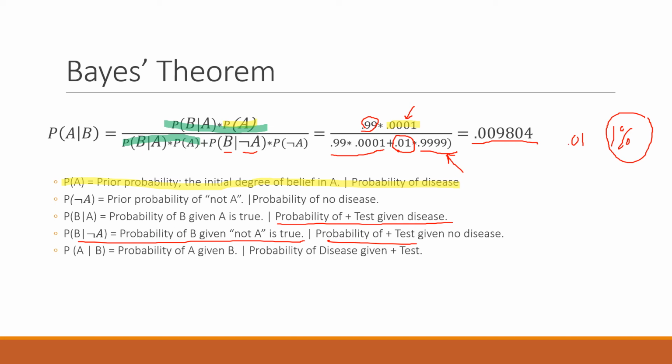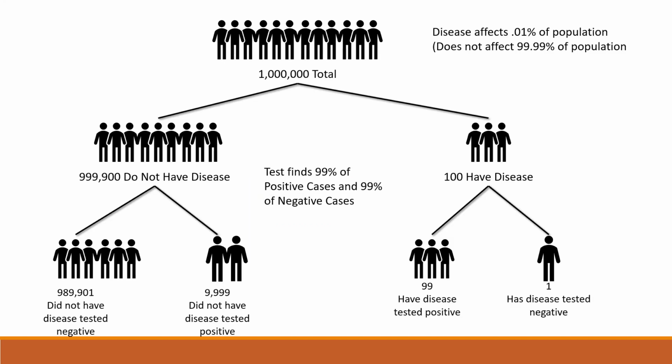All right, so now we're going to go through it a second way. We're going to look at it more symbolically now and why this works out to be the case. Let's work through this pie, or this figure, and see what's going on. At the very top here, we have a group of people. Let's say it's 1 million people in total. How many of this 1 million people would we expect to have the disease, and how many would we expect to not have the disease? Well, we know that the disease affects 0.01% of the population, and it doesn't affect 99.99% of the population.